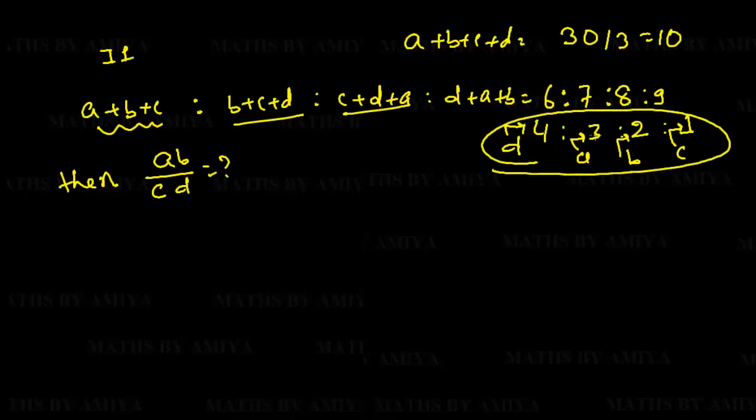We want A into B, that is 3 into 2, upon C into D, 1 into 4. 2 cancels out. So our required answer is 3 upon 2, and this is our answer for this question. I hope this one is clear.